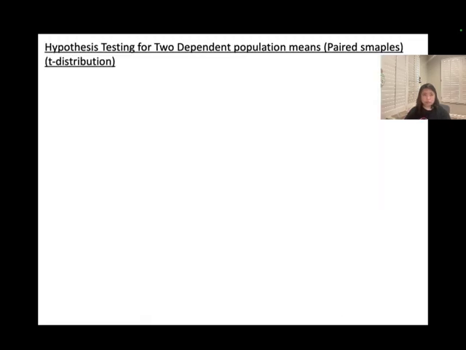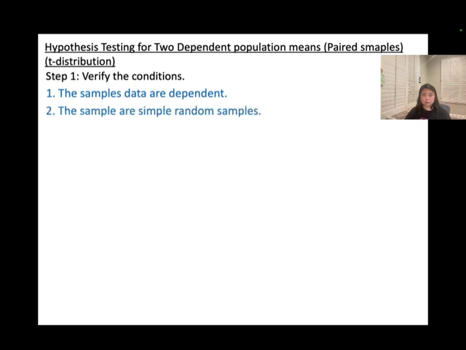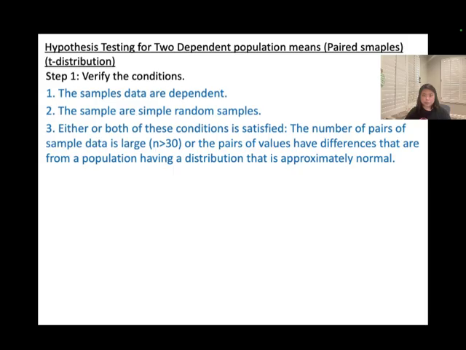Now, let's look at the steps to perform hypothesis testing for two dependent population means. We'll be using the t-distribution again. Step 1, verify the conditions. First, the sample data are dependent, because this is a paired sample. Second, the sample is a simple random sample. And third, either or both of these conditions are satisfied: either the sample size is greater than 30 or the original population is approximately normal.